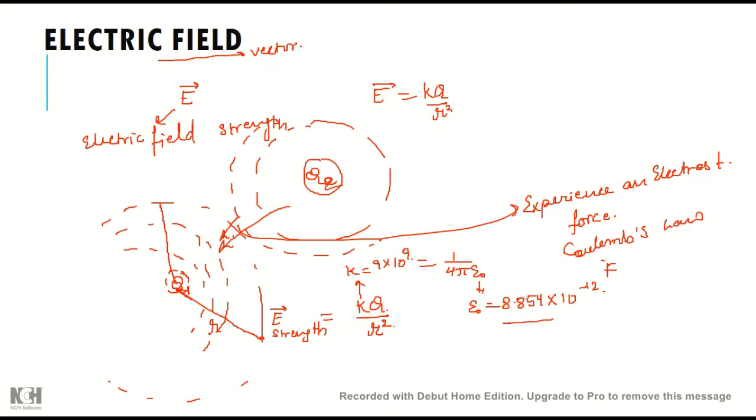where the force was directly proportional to the product of the charges and inversely proportional to the square of the distance between them. This was the formula for the electrostatic force between the two charges. So these were the topics which we have discussed till the previous lecture.